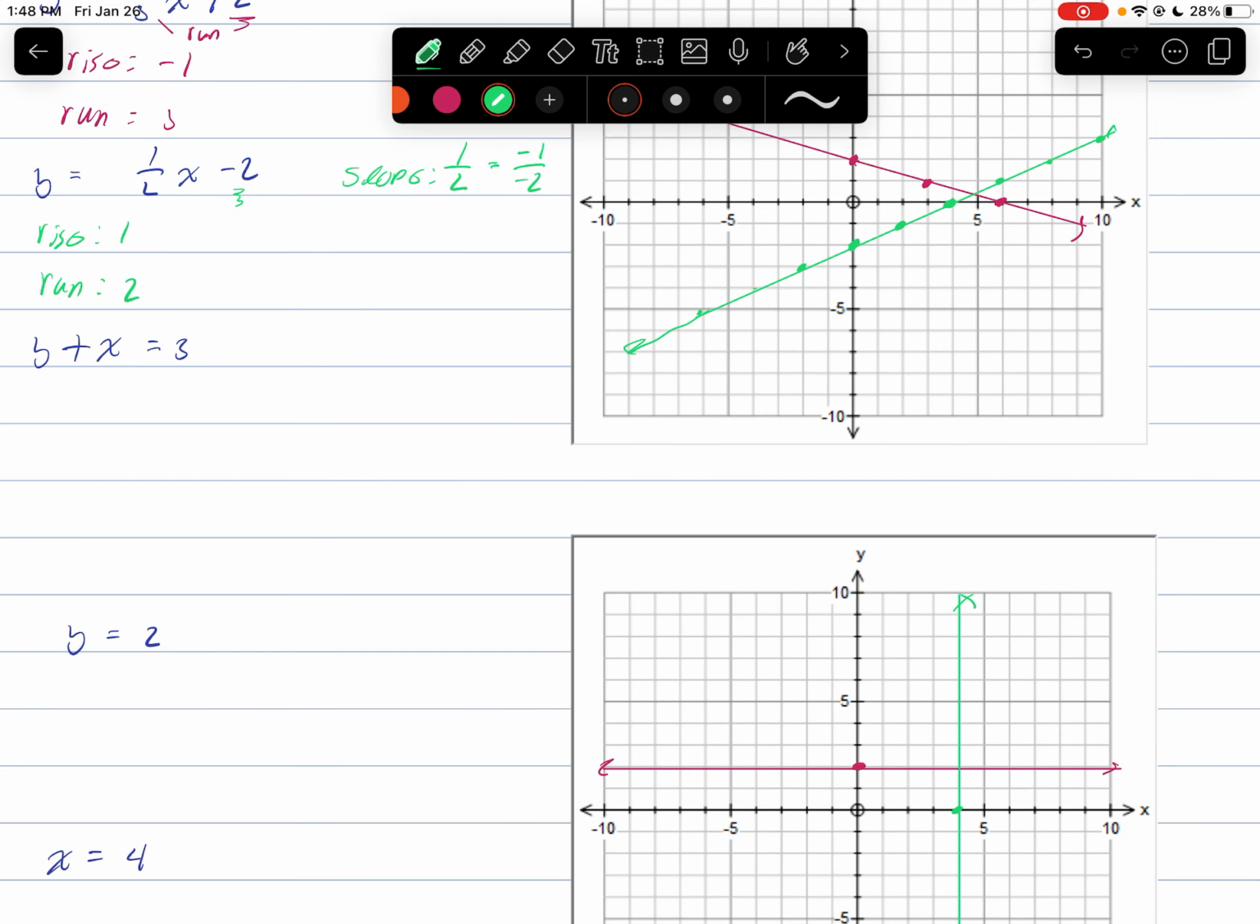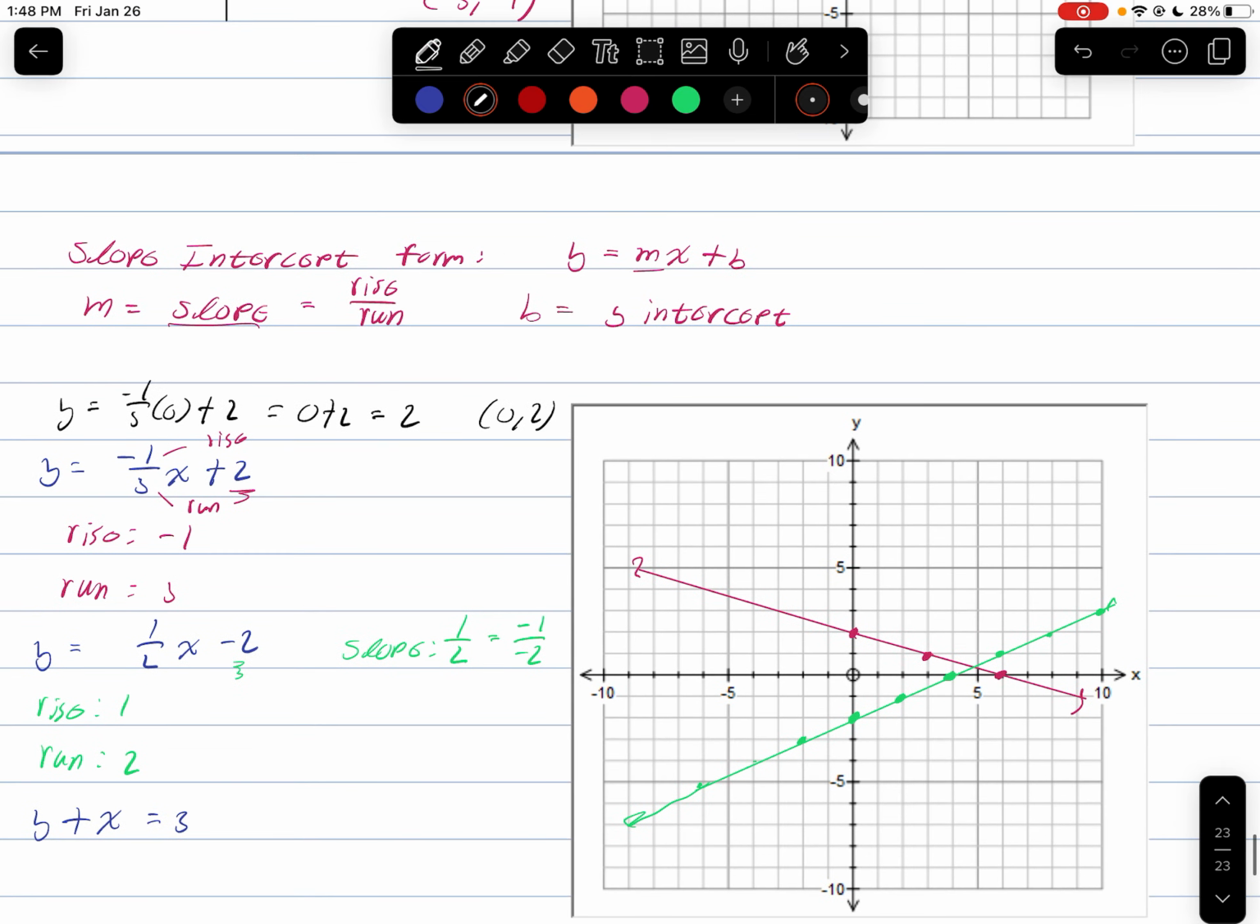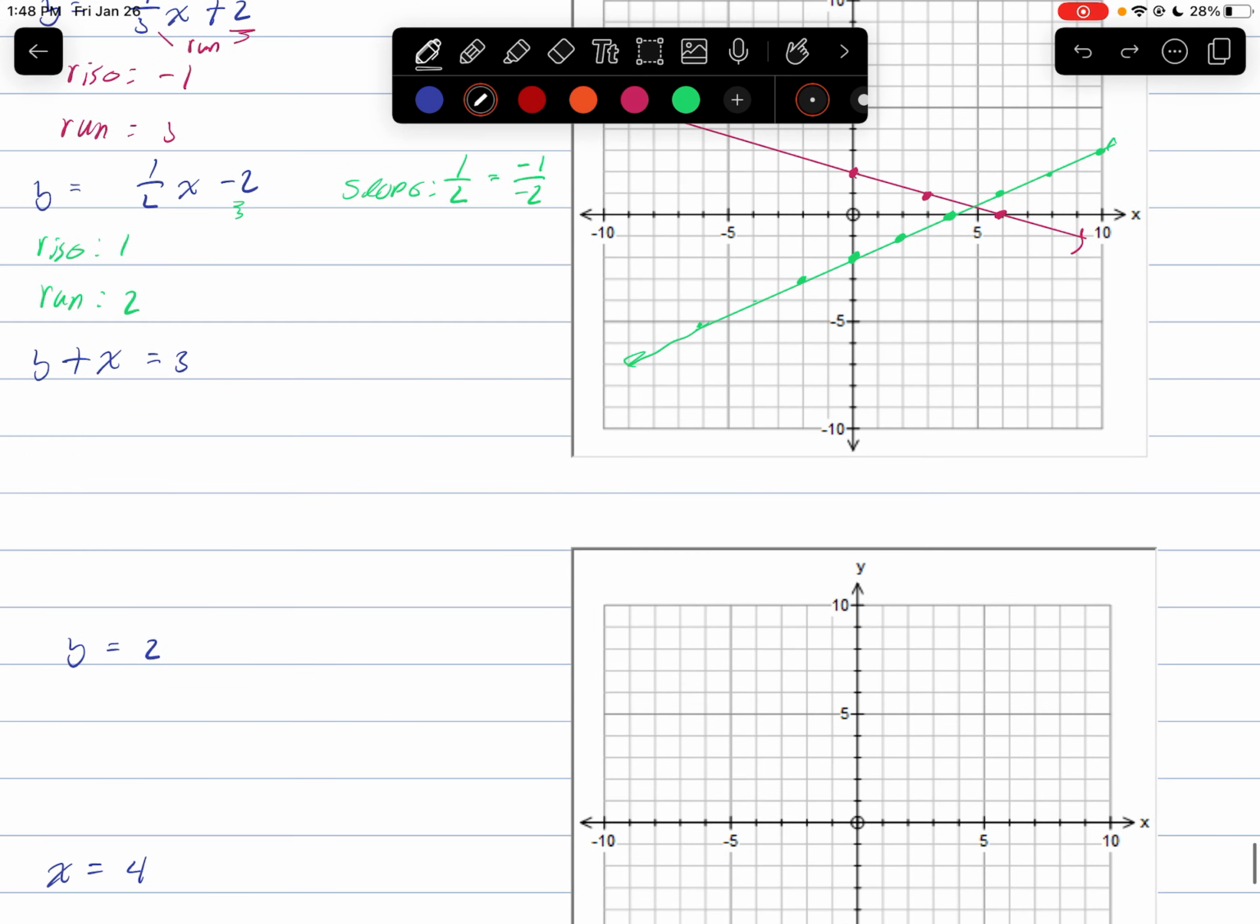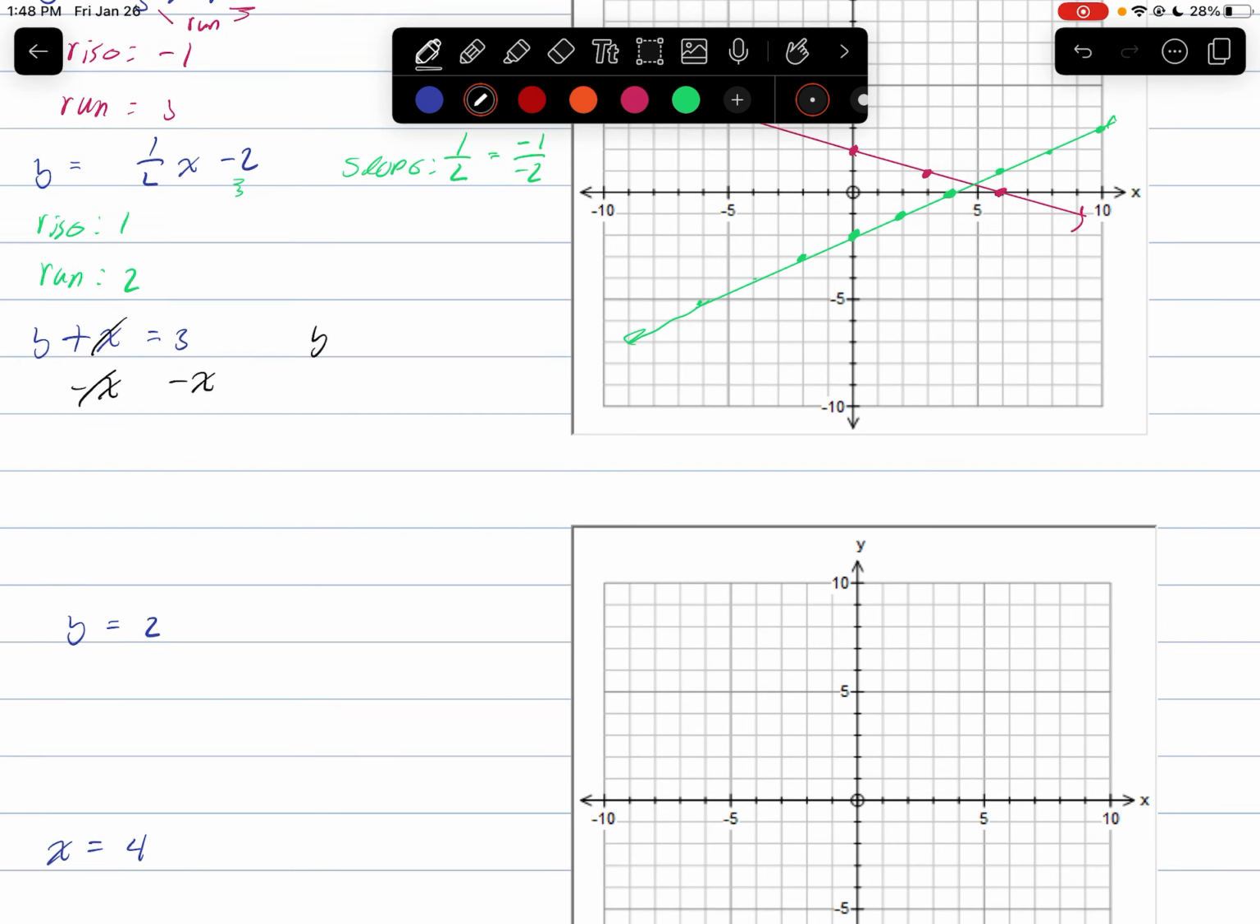Okay, let's take a look at this one. Here we have y plus x is equal to 3. All right, so y plus x is equal to 3. This is not quite in slope-intercept form. Remember, our slope-intercept form is given by y equals mx plus b. So we need y isolated by itself on one side of the equal sign. So to do that, we're going to take x away from both sides. This will cancel, and we're left with y is equal to -x plus 3.